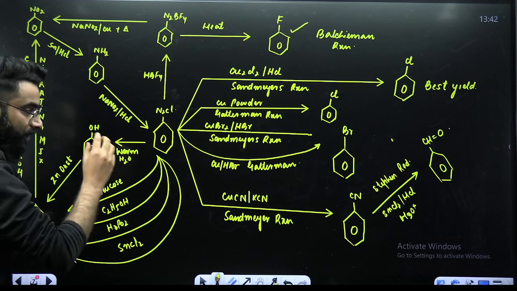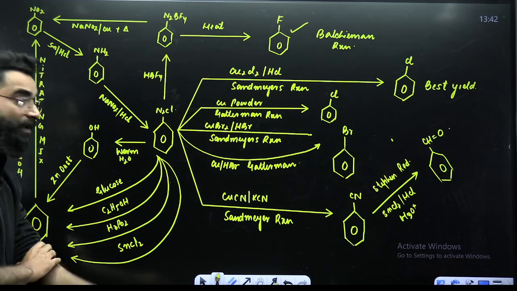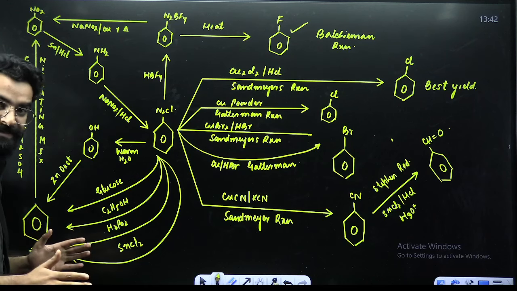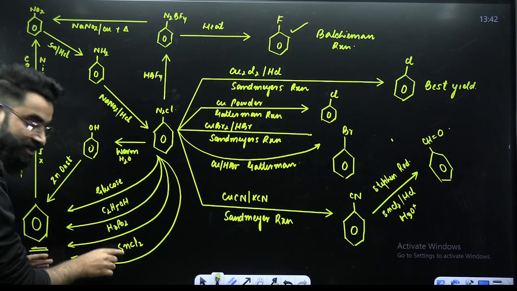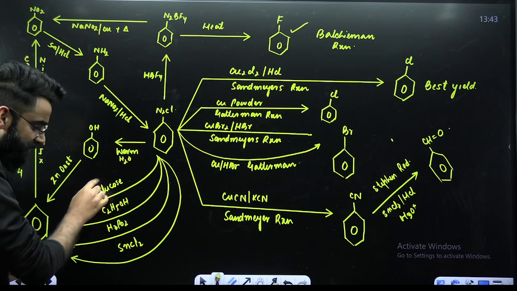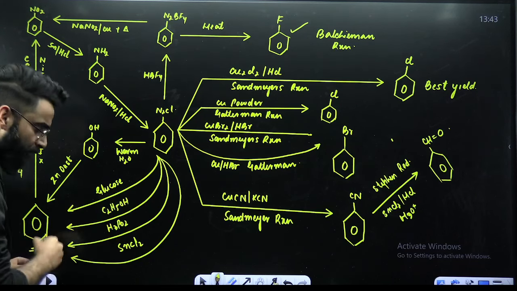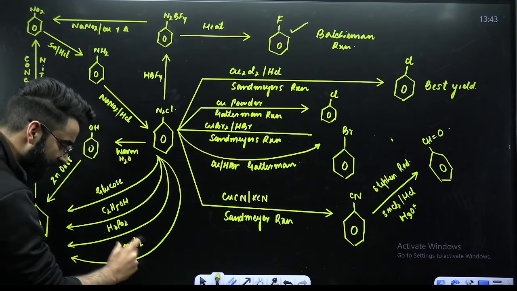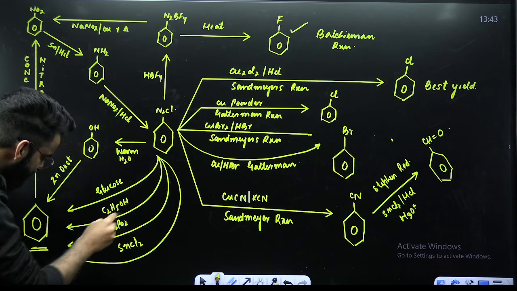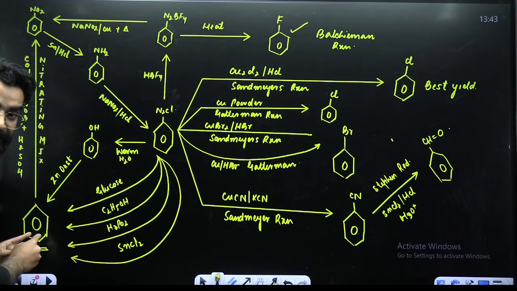Perfect. Now, is there any way of converting benzene diazonium chloride to benzene again? Yes, with the help of these reducing agents. Perfect. Glucose will be acting here as a reducing agent, or you can use C2H5OH, or you can use H3PO2, or you can use SnCl2, right? In presence of all these, your benzene diazonium chloride gets converted into benzene.